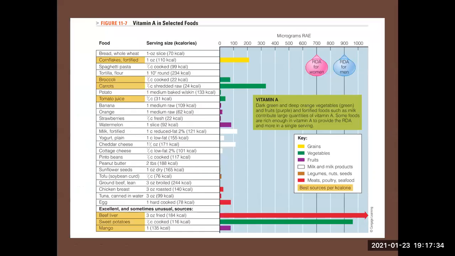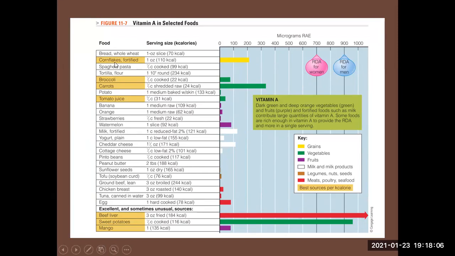Vitamin A is highly... okay, first let me explain this graph. This graph contains the food groups, and this is the amount of vitamin in each food group, okay, and this is what is recommended daily for a woman and this is for men.